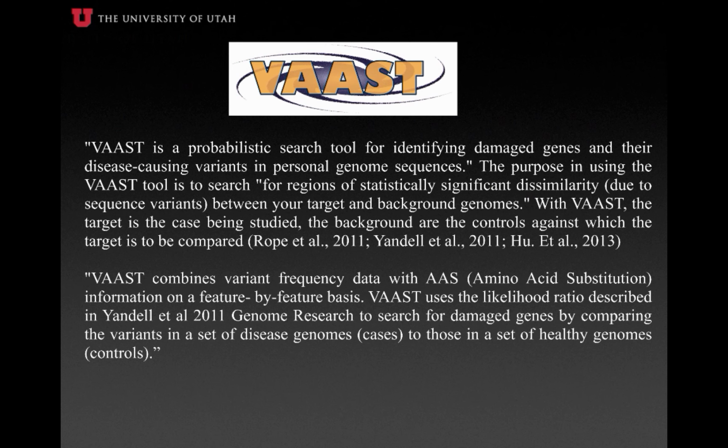VAST combines variant frequency data with amino acid substitution information on a feature-by-feature basis. VAST uses the likelihood ratio as described in Yandell et al. 2011 Genome Research to search for damaged genes by comparing the variants in a set of diseased genome cases to those in a set of healthy genome controls.